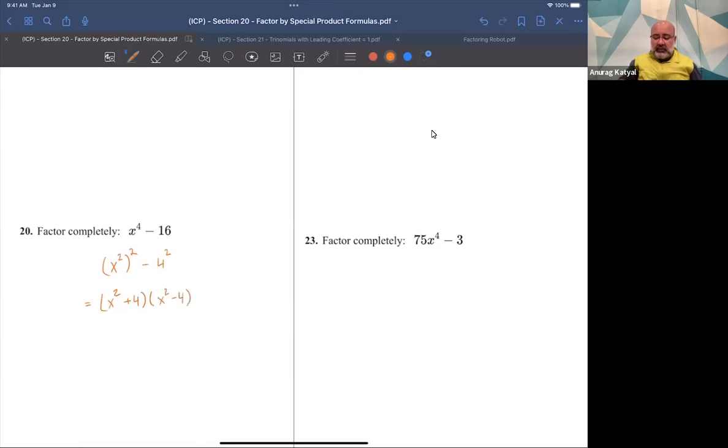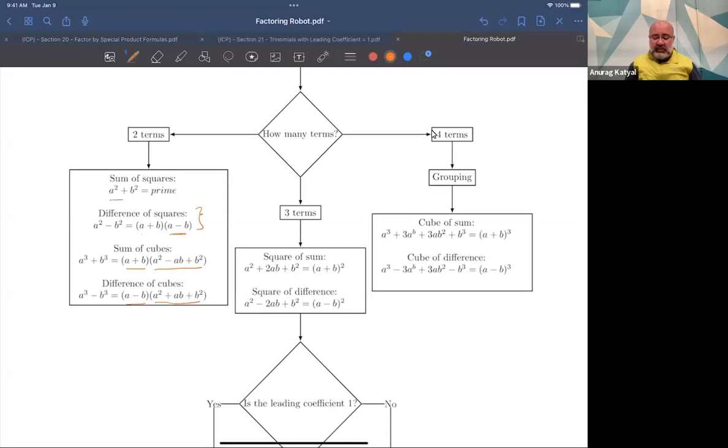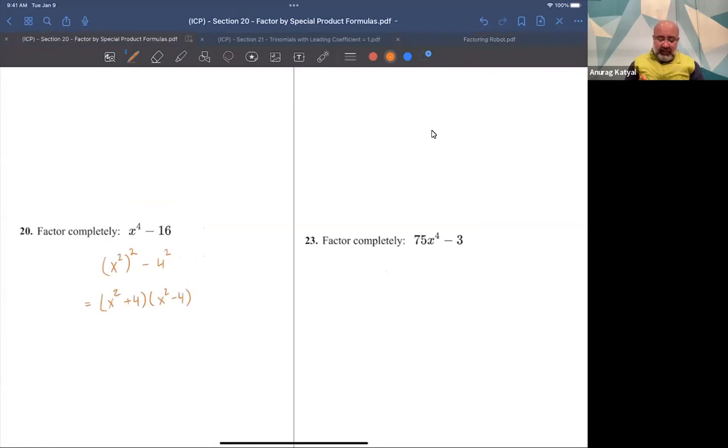And hopefully you know from the factoring robot, a sum of squares is always prime. I cannot factor that further. So this first beginning part, x squared plus 4, I can't factor it. It's prime, it's done. But what about this part, x squared minus 4? Well, that's a difference of squares again. So this will give us x squared plus 4, x plus 2, x minus 2. Hopefully that makes sense.